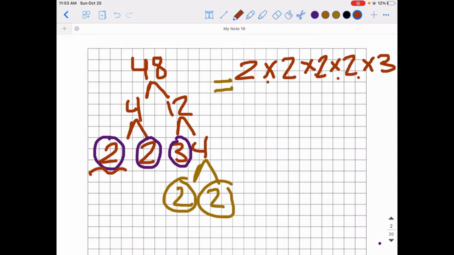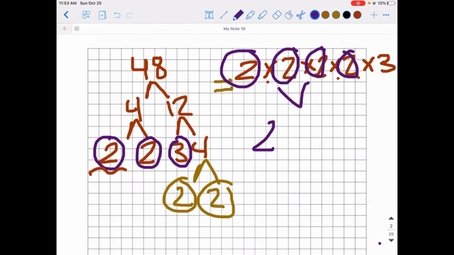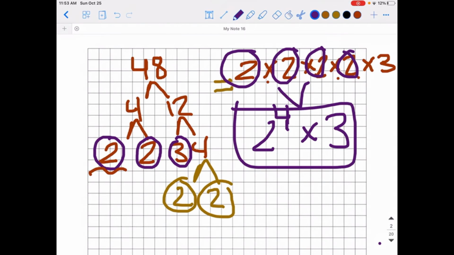Now I don't want to leave it like this, because I know we've learned how to use exponents, right? So I'm just going to circle these. This is the same thing as 2 to the 4th power times 3. This is an easier and shorter way, and it's quicker. If there are multiple of the same numbers, you want to write them as exponents, right? Because 2 to the 4th power is the same thing as 2 times 2 times 2 times 2. Let's do one more example.